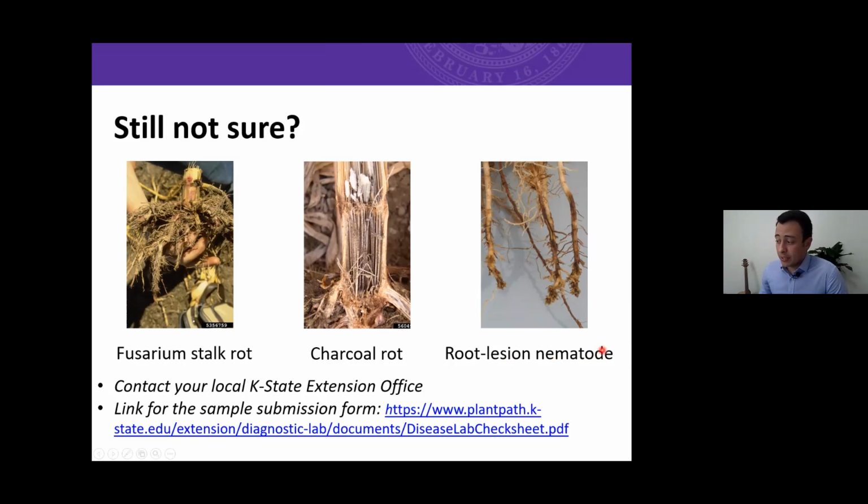For root lesion nematode, it is important to remember that the best time is about 30 to 40 days after emergence to send us the plant, and make sure to send us a plant with soil to the lab so we can extract the nematodes, see if they're present, and see the population. For charcoal rot and Fusarium stalk rot, what we need is just, if you cut the stem and send it to us, you can shake that soil off and just send it, and we'll make sure that we're identifying what you have there at your farm, at your location.